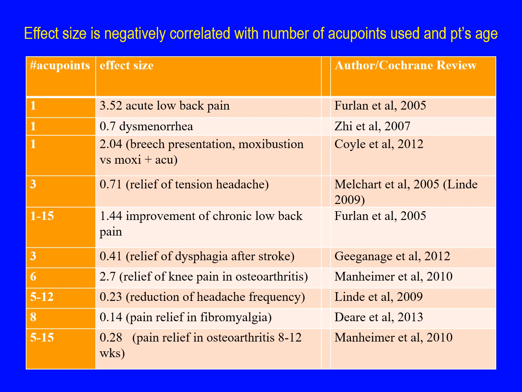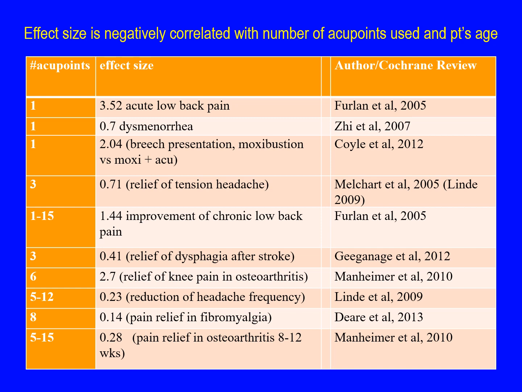And even for treating the same condition, in the case of treating osteoarthritis, when 6 points were used, the effect size was 2.7. But when up to 15 points were used, the effect size was down to 0.28.